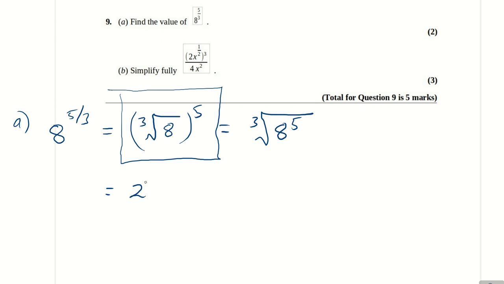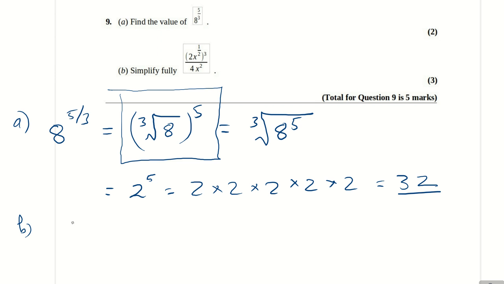So what we've got here is 2 to the power 5, which is just equal to 2 times 2 times 2 times 2 times 2, which is equal to 2 times 2 is 4, times 2 is 8, times 2 is 16, times 2 is 32.